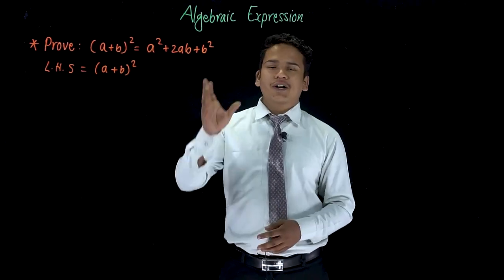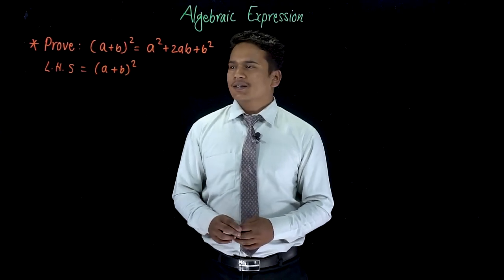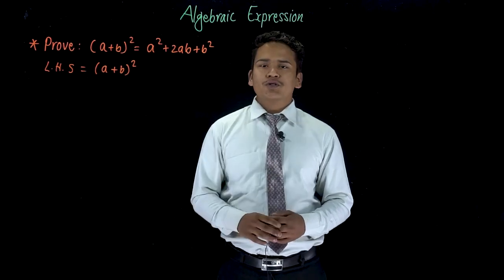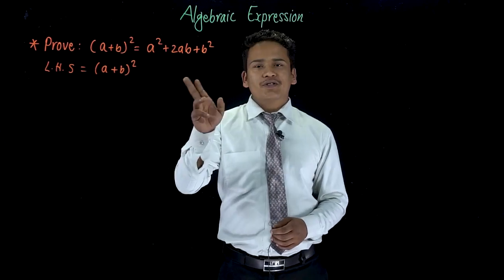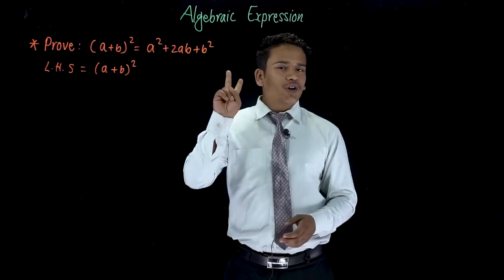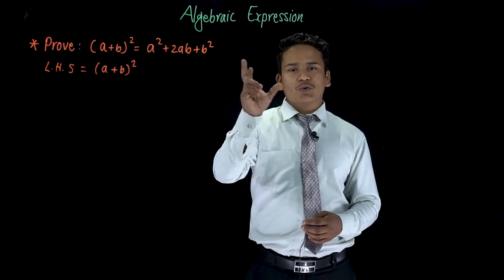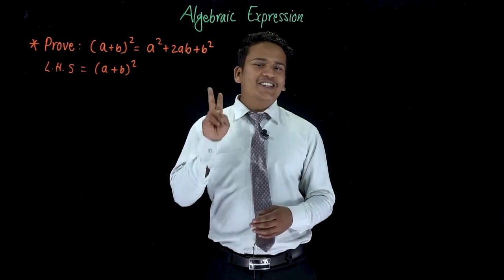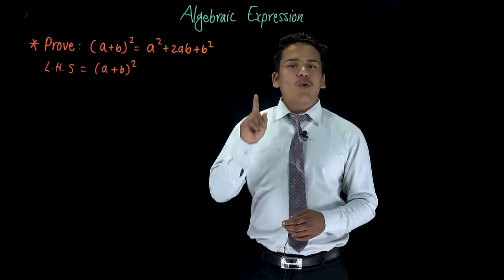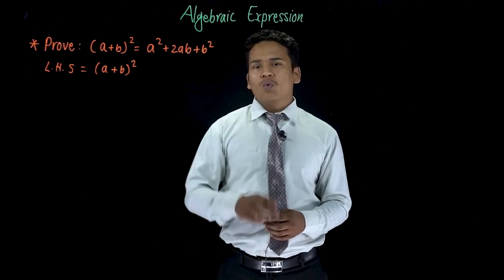We're studying about algebraic expressions, and today we're going to prove a formula. It is (a + b)² to be proved as a² + 2ab + b². Today in this video I'm going to present two ways to prove that (a + b)² is equal to a² + 2ab + b². And when I say two ways, remember that one is going to be a very special one. So let's see how we can prove it in the algebraic way.